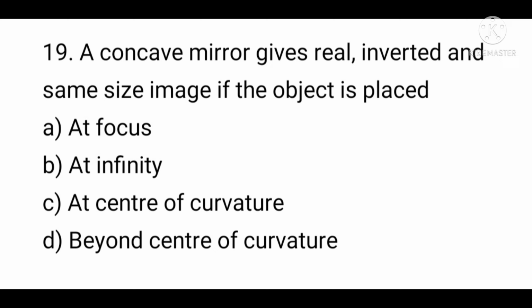Question number 19. A concave mirror gives a real, inverted and same size image if the object is placed: option A, at focus; B, at infinity; C, at the center of curvature; D, beyond the center of curvature. Here the correct answer is option C, at center of curvature. That is, a concave mirror produces a real, inverted and same size image when the object is placed at the center of curvature.